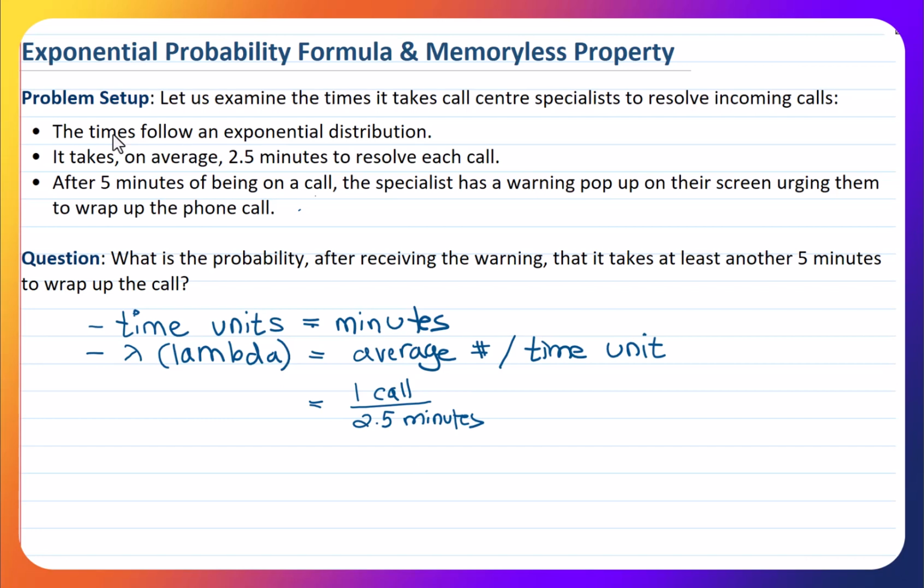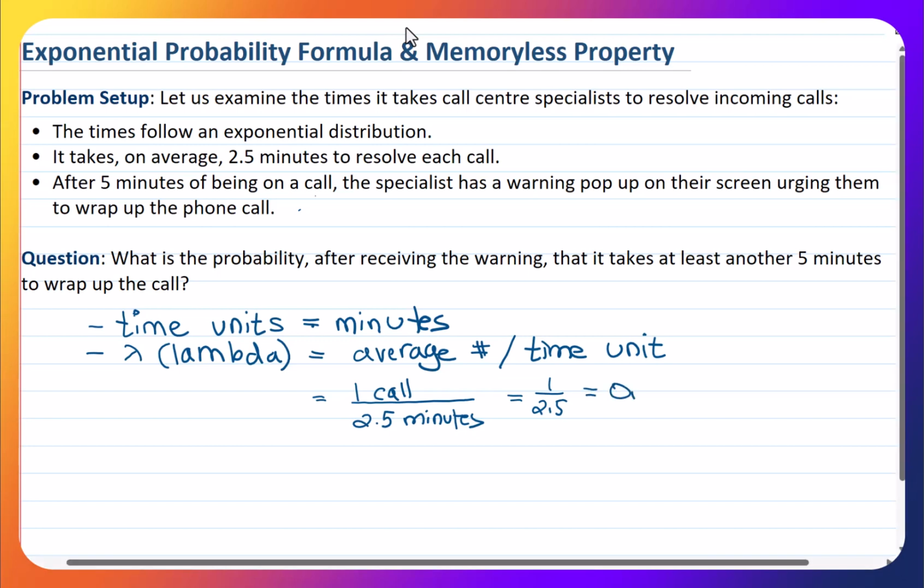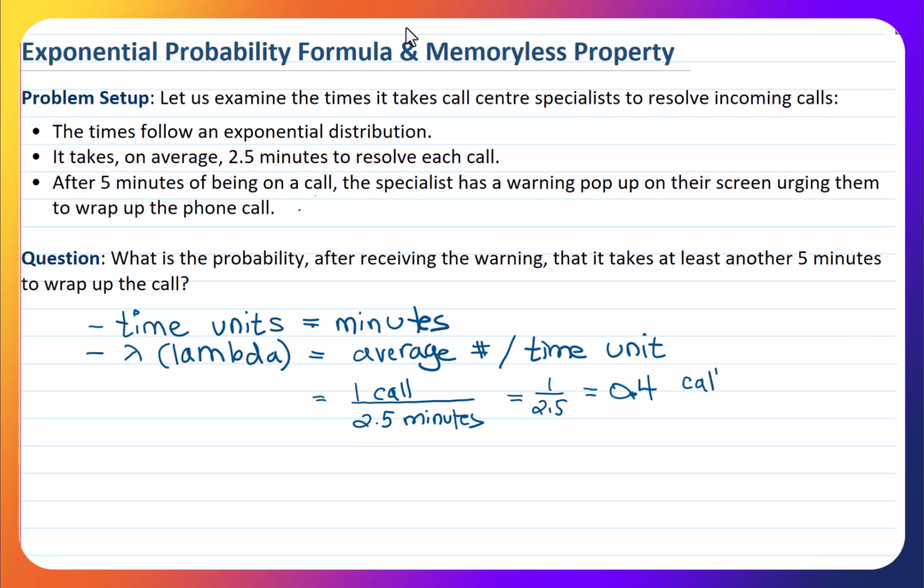So what we really want is the number of calls per minute. So we take 1 over the 2.5, and that gives us 0.4. Or if you will, we can say there are 0.4 calls per minute that are resolved on average. So that's now our lambda. Okay.